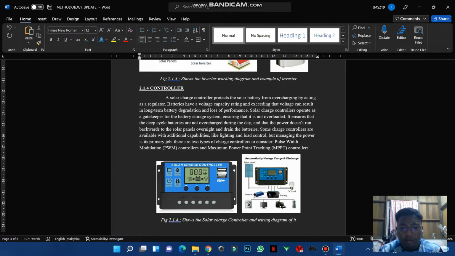For the solar charge controller, we can see the picture of an example solar charge controller, and next is the wiring diagram for the solar charge controller.